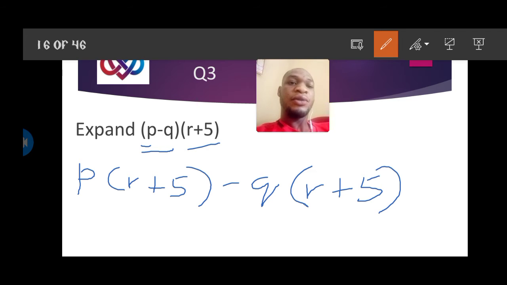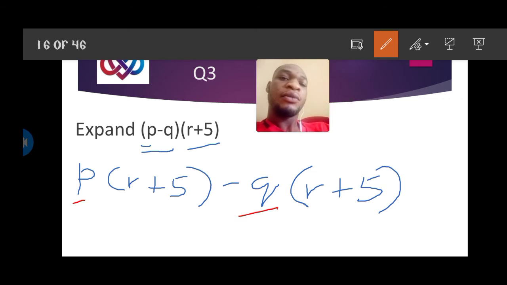So I use p, the first term here, to open everything in the second bracket. Then I use q, and I will not leave out the sign, because the sign separates the two terms. There's a sign between p and q, and the sign is normally minus or plus. So q opens the other bracket. Now the next step is to multiply p by every element in the bracket, and multiply minus q by every element in the bracket. So we are going to take note of our signs.